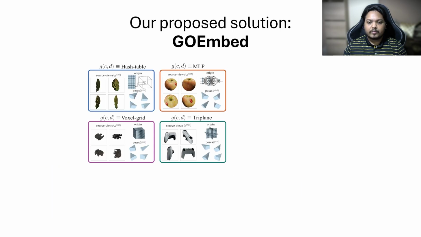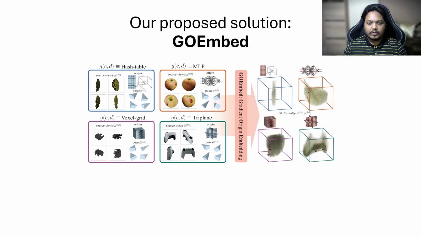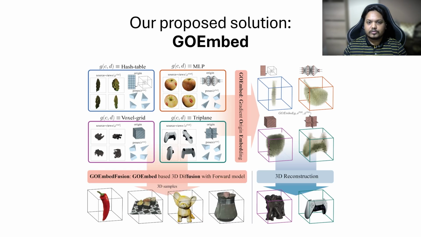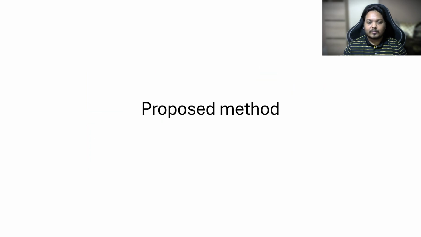Towards this end, we propose GOEmbed. GOEmbed can encode 2D views into any arbitrary 3D representation. These encodings or embeddings can be further utilized to train sparse-view 3D reconstruction networks. They can also be used in training diffusion with forward models to do 3D generation while training only on 2D images. We now present our proposed method.